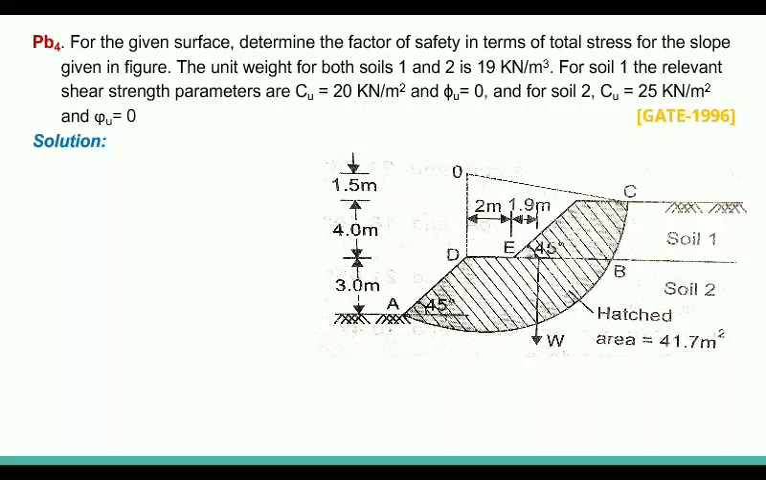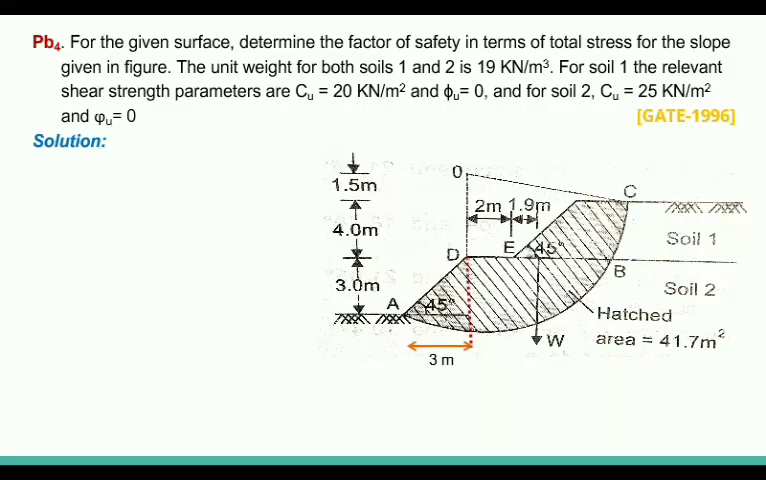The figure is mentioned. The unit weight of both soil 1 and soil 2 is the same, 19 kilonewton per meter cube. For soil 1, the relevant shear strength parameters are Cu equal to 20 and phi 0. For soil 2, Cu is 25 and phi 0. The area of the soil inside the slip circle is 41.7 meter square, and the lengths and dimensions are given.